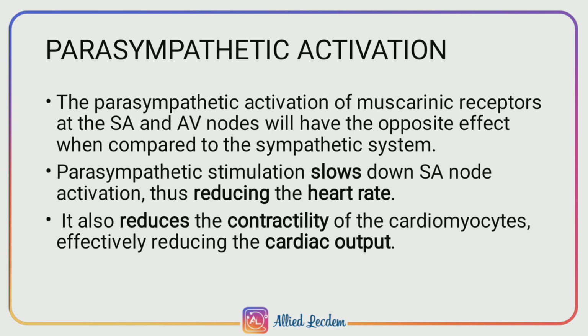Parasympathetic activation. The parasympathetic activation of muscarinic receptors at the SA node and the AV node will have the opposite effect when compared to the sympathetic system. Parasympathetic stimulation slows down SA node activation, thus reducing the heart rate. It also reduces the contractility of cardiomyocytes, effectively reducing the cardiac output. On the next slide, we are going to have a small recap of today's topic.